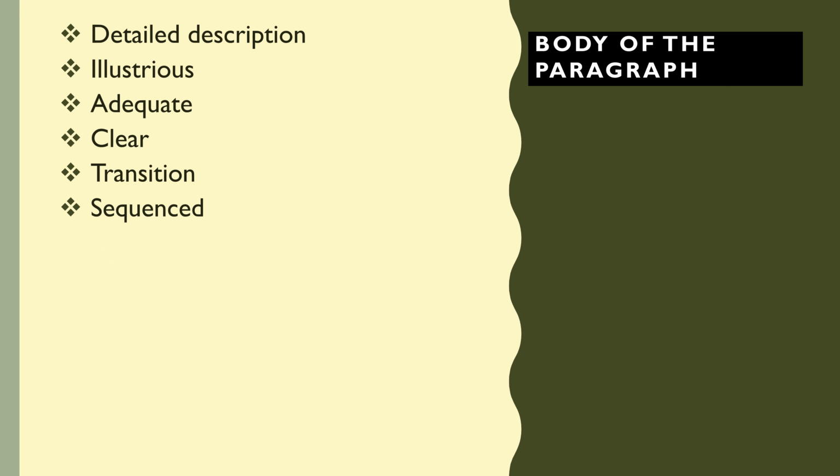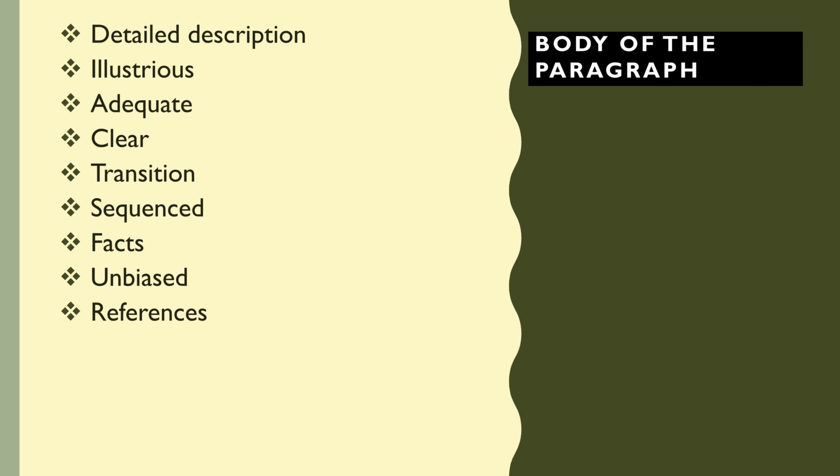It should be sequenced. If you are giving some narration or information, chronological order should be maintained. If there is an event, its happening should be presented in a sequential manner. You should try to include facts. Whatever facts you have gathered about the topic must be included in the body of the paragraph. It should be unbiased. While presenting the facts, don't manipulate them. Don't include your version of the facts.